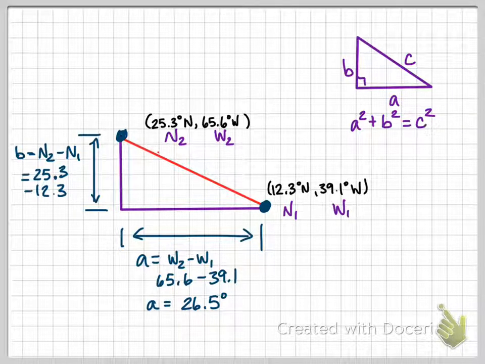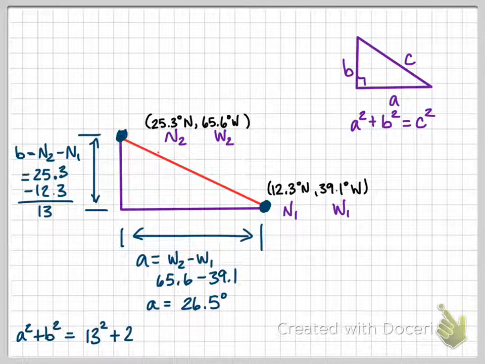Let's put our minus sign down here. Well, that's easy enough. That's 13, right? Because our 0.3s cancel, and we have 25 minus 12. That gives us 13. Okay, so we have our A value, we have our B value, and now all we need is our C value. So if A is 26.5 and B is 13, then our A squared plus B squared equals 13 squared, that's our B squared, plus 26.5 squared.